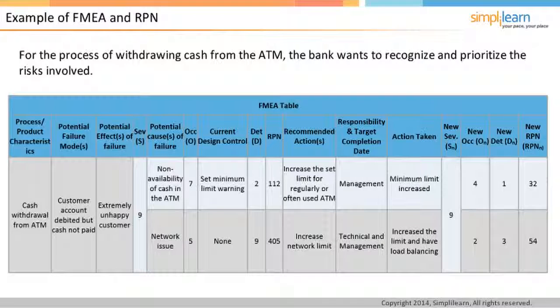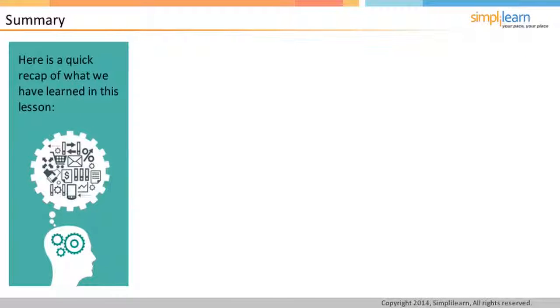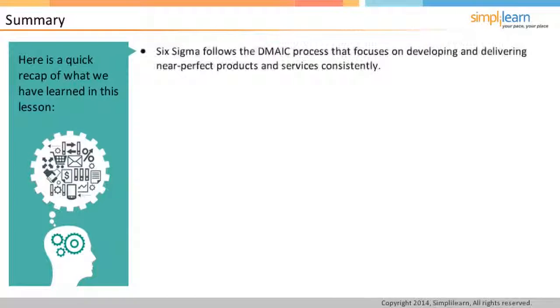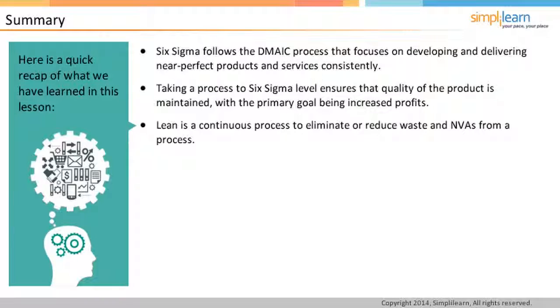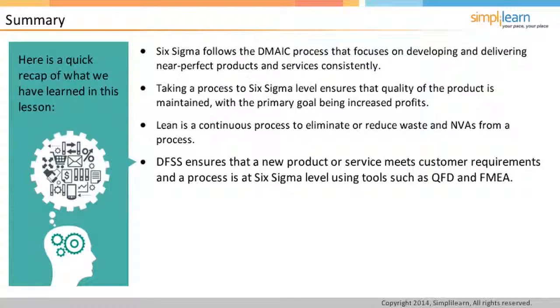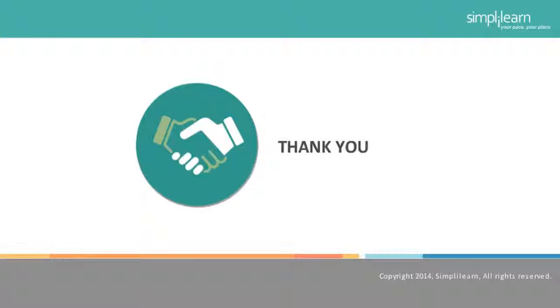Let us summarize what we have learned in this lesson. Six Sigma follows the DMAIC process that focuses on developing and delivering near-perfect products and services consistently. Taking a process to Six Sigma level ensures that quality of the product is maintained, with the primary goal being increased profits. Lean is a continuous process to eliminate or reduce waste and NVAs from a process. DFSS ensures that a new product or service meets customer requirements, and a process is at Six Sigma level using tools such as QFD and FMEA. With this, we have come to the end of this lesson. Let us learn about Define phase in the next lesson.